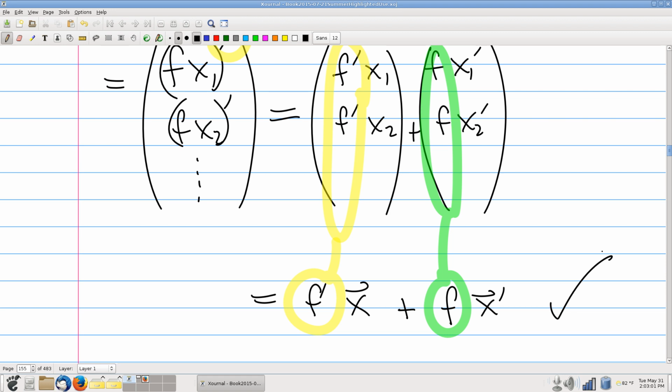So this is brute force, one component at a time. Yeah. Everybody good?